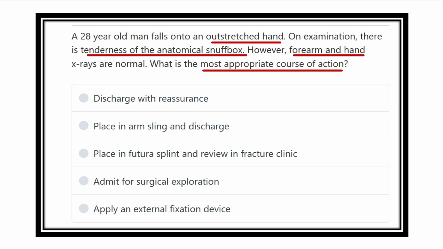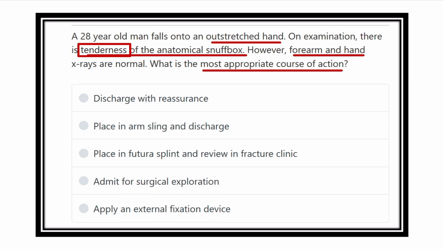Here, as definite tenderness is present, there is a chance of a fracture in this area. The options are: discharge with reassurance, place an arm sling and discharge, place a futura splint and review in fracture clinic, admit for surgical exploration, or apply an external fixator device.